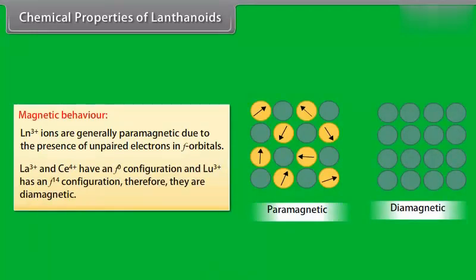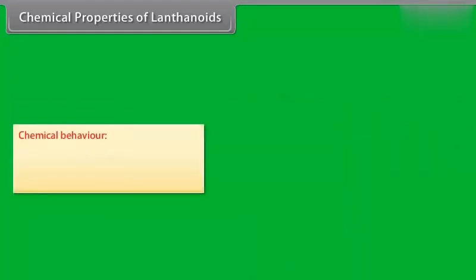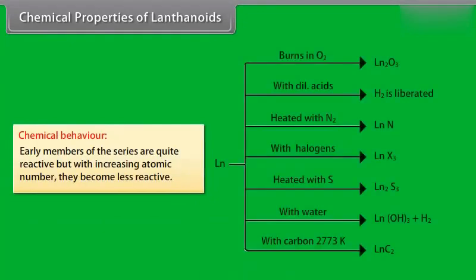La3+ and Ce4+ have an f0 configuration and Lu3+ has an f14 configuration, therefore they are diamagnetic. Chemical behavior: early members of the series are quite reactive, similar to calcium, but with increasing atomic number, they behave more like aluminium.